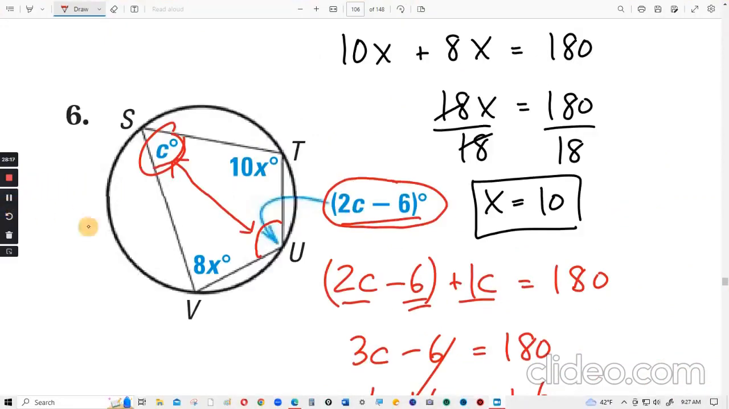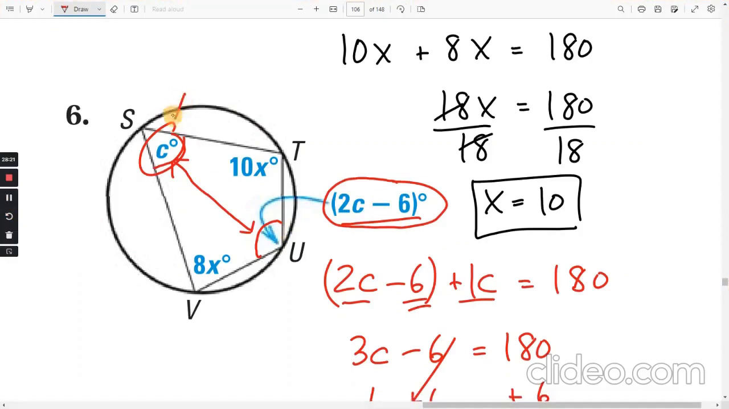Now they just said find the variable. If you wanted to double check, this c is 62, and if you plugged in 62 right here, you would get 2 times 62, which is, I'm sorry, 2 times 62 is 124, minus 6. That's going to be 118. 118 plus 62 equals 180. So it checks out.